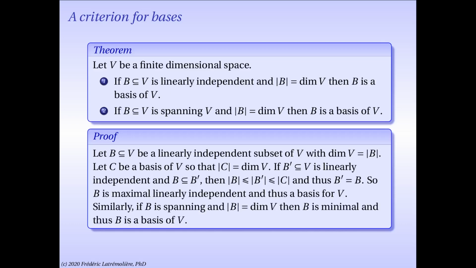Similarly, if B is a spanning set and it has cardinality equal to the dimension of the space, then you would prove that B is minimal among all the spanning sets, and therefore B must be a basis as well. So this is a very, very common way to prove that something is a basis when you happen to know the dimension of the space you're working with to begin with.